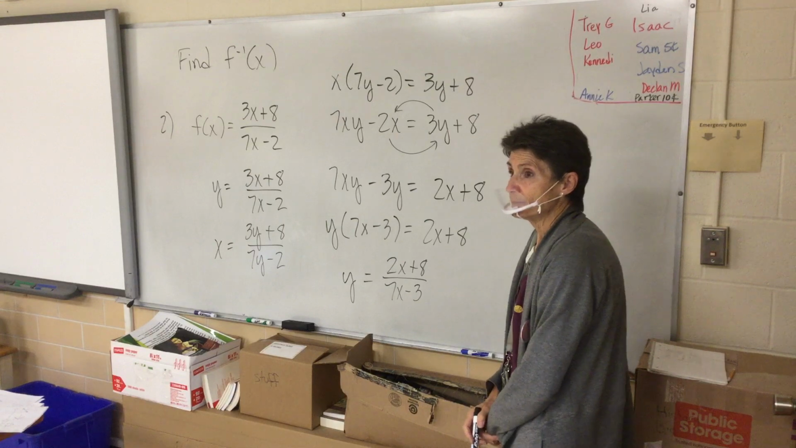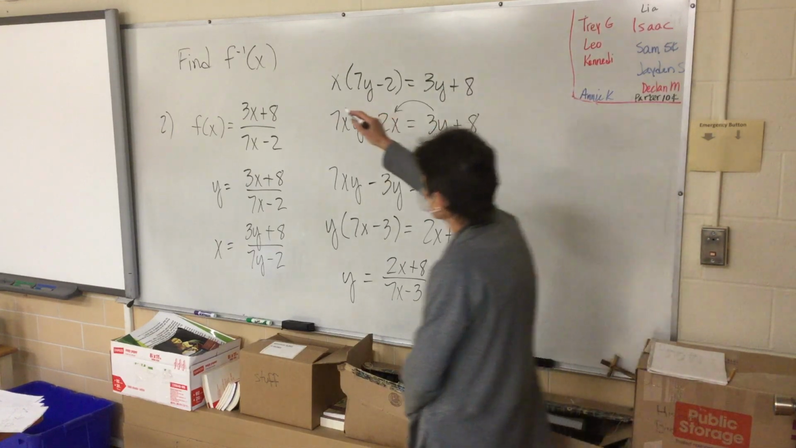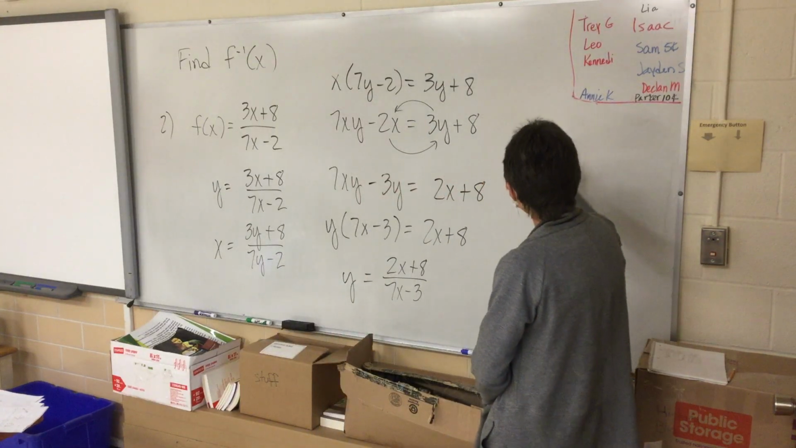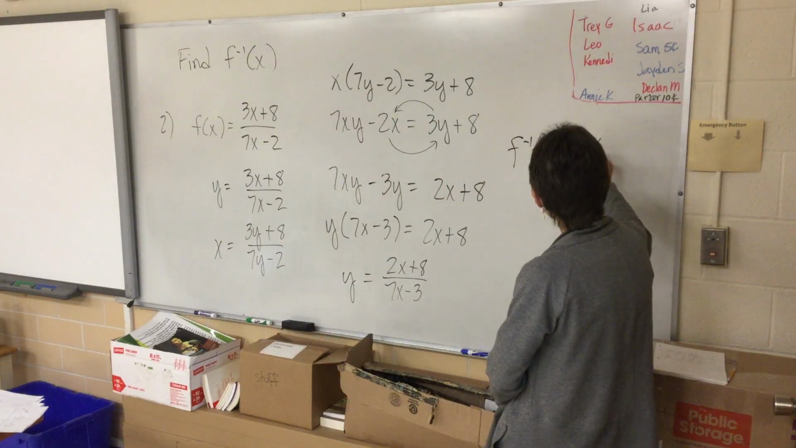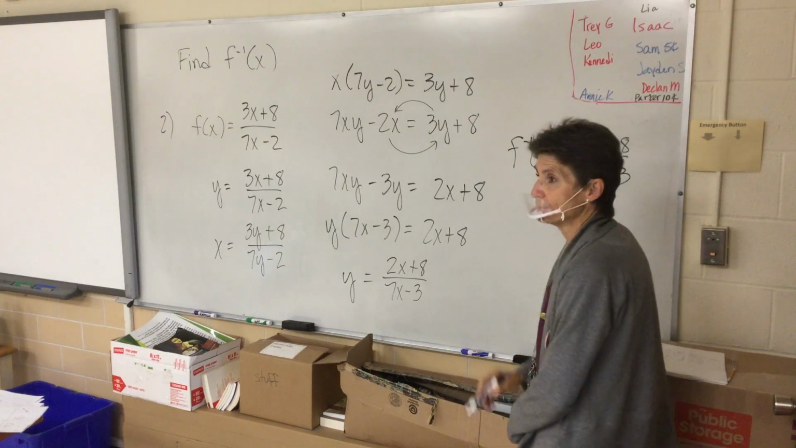Is that right? Yeah. And so my answer in the answer blank, it says find f inverse. So f inverse is just whatever y equals. So that's (2x + 8)/(7x - 3).